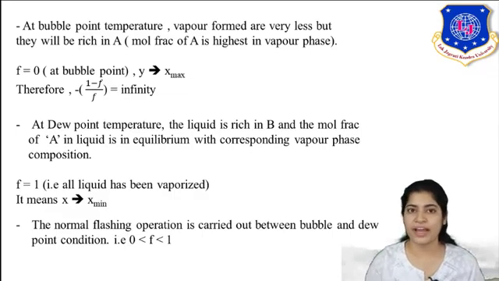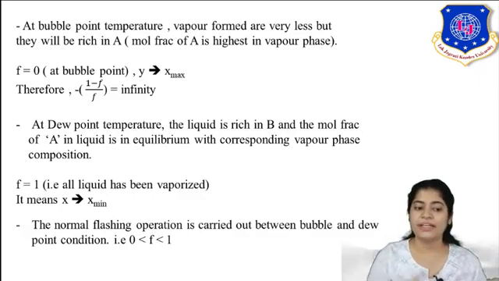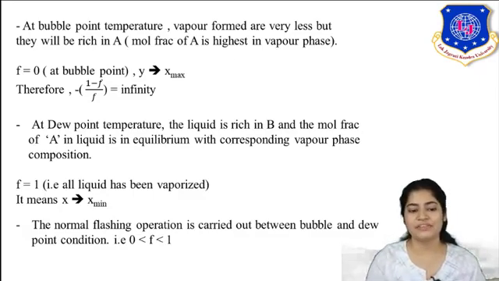At dew point condition, what is F? F is again the fraction of feed vaporized. Dew point condition means my feed is totally in vapor form. Hence F is 1. That is, all liquid has been vaporized. But what does X give you? X minimum. It means the mole fraction of A in liquid phase here.